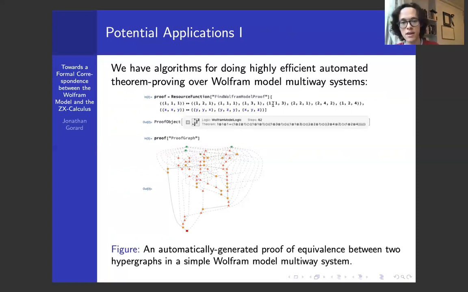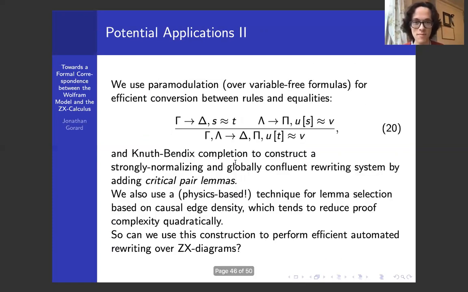We have developed fairly efficient automated theorem proving algorithms based on things like Knuth-Bendix completion, superposition calculus, that kind of stuff, for doing automated reasoning over our multi-way system. So if you have a Wolfram model substitution rule of this form, and of this form down here, the xxy goes to yyx rule, and you want to prove that these hypergraphs are ultimately equivalent with respect to that rule, we have a theorem proving algorithm that lets you do that. This particular proof requires 62 steps. Like I mentioned, it's basically using a Knuth-Bendix completion, superposition calculus, paramodulation-based theorem proving algorithm.